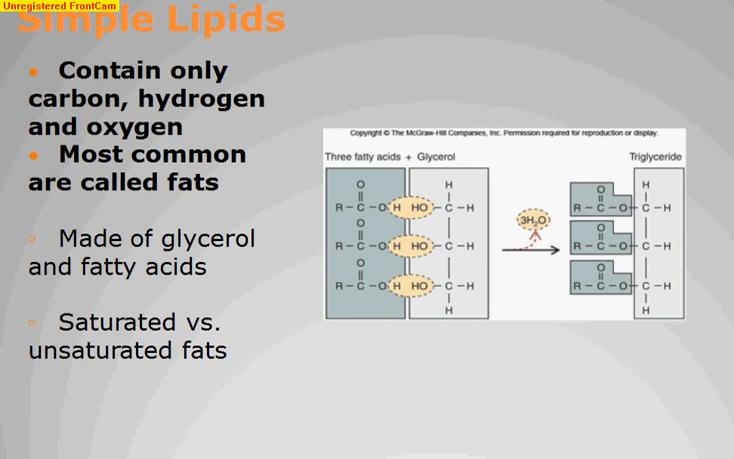Simple lipids in particular contain only carbon, hydrogen, and oxygen. They are different from carbohydrates in that they have lots of carbon and hydrogen and only a little bit of oxygen. So there is no ratio like we found with carbohydrates. I would like to focus on saturated versus unsaturated fats when we're speaking in terms of simple lipids.